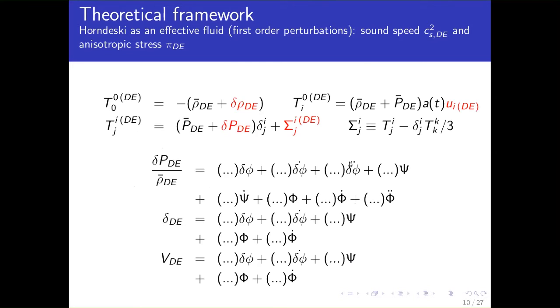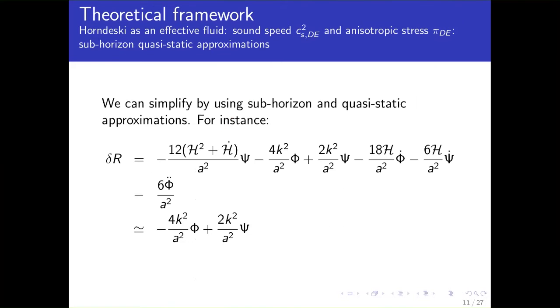And if you remember the definition that we are using, we can just extract the information we need, which are the density perturbations, the pressure perturbation, and the anisotropic stress, and the velocity perturbations, right? However, since the theories are complicated enough, these expressions are a bit ugly, right? But we can simplify this by using the subhorizon approximation and the quasi-static approximations.